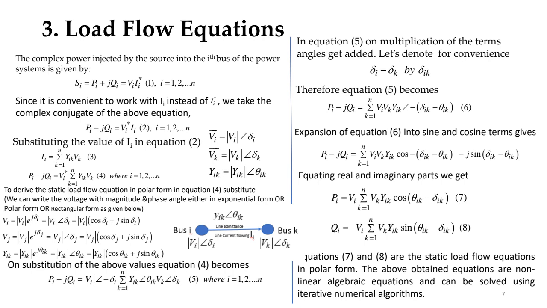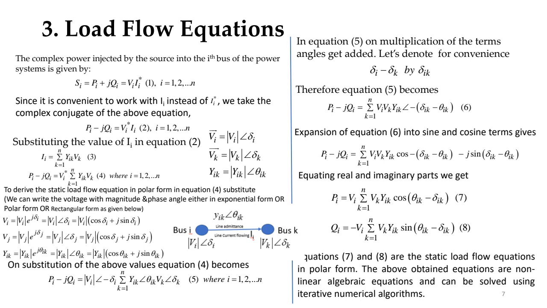Is it clear how we can write the Vi magnitude, especially the phase angle? The phase angle can be represented in exponential form, or in polar form, or in the rectangular form, which is cos delta I plus j sin delta I. The same thing applies for the Vj.